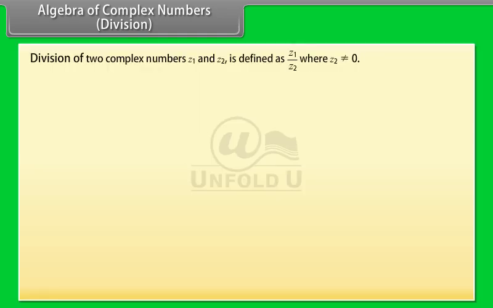Algebra of complex numbers. Division. Division of two complex numbers z1 and z2 is defined as z1 by z2, where z2 is not equal to 0. Or we can write z1 by z2 is equal to z1 into 1 by z2.